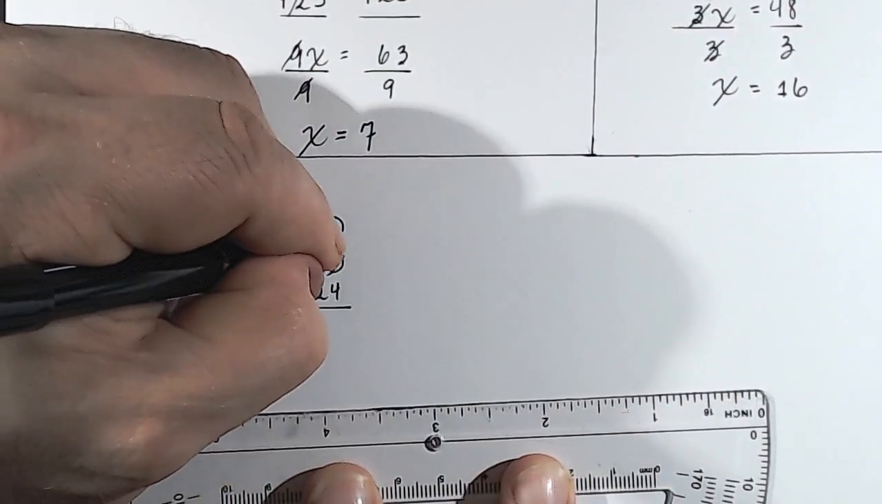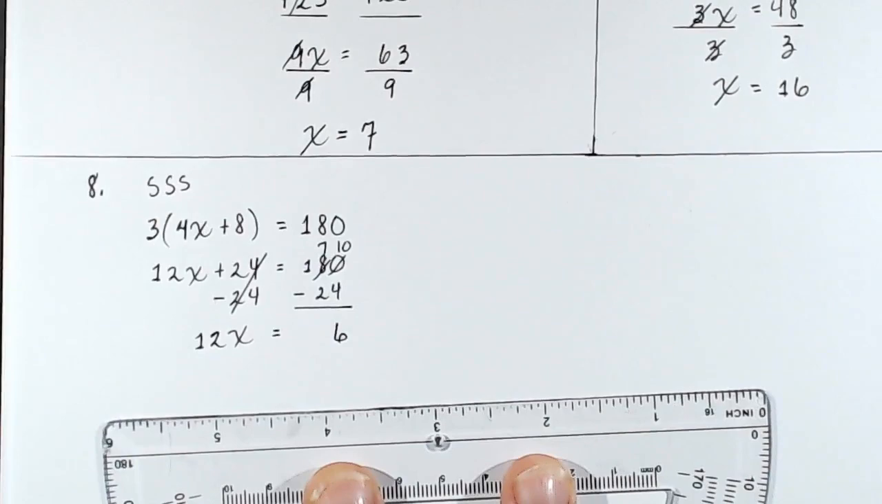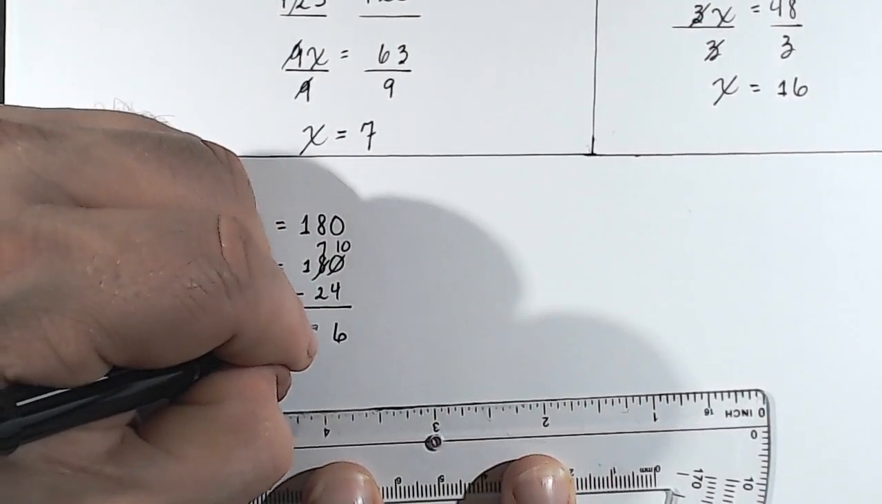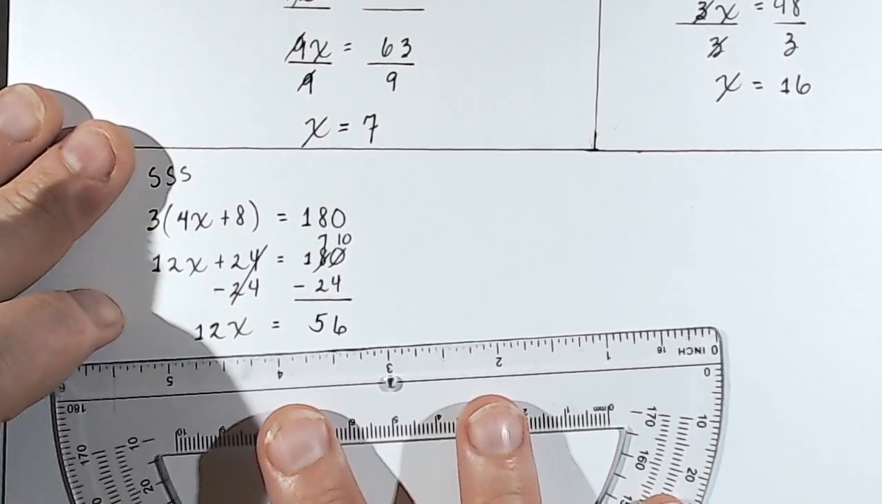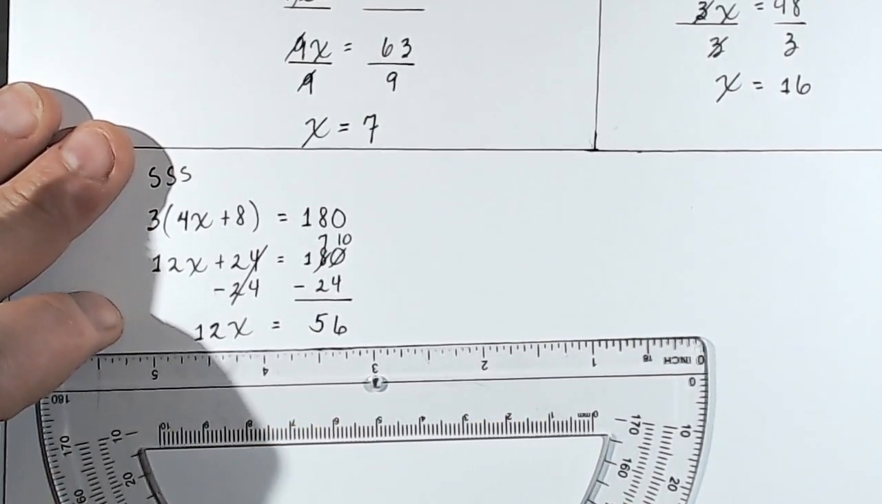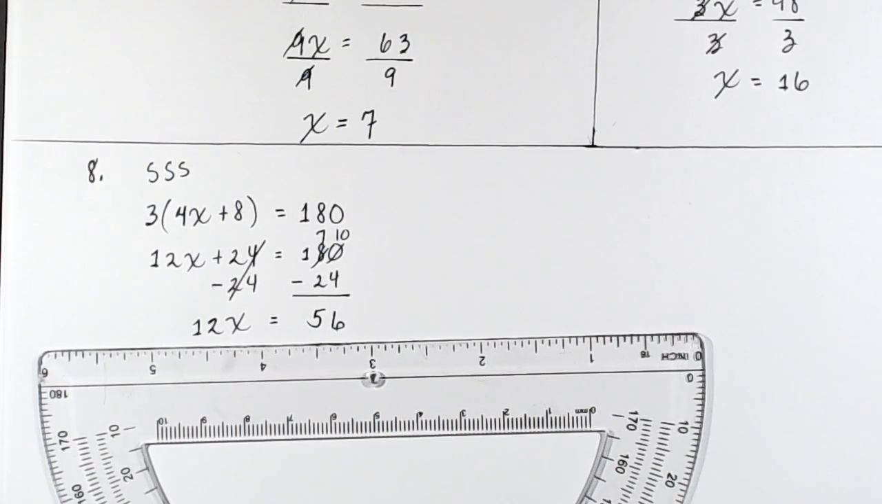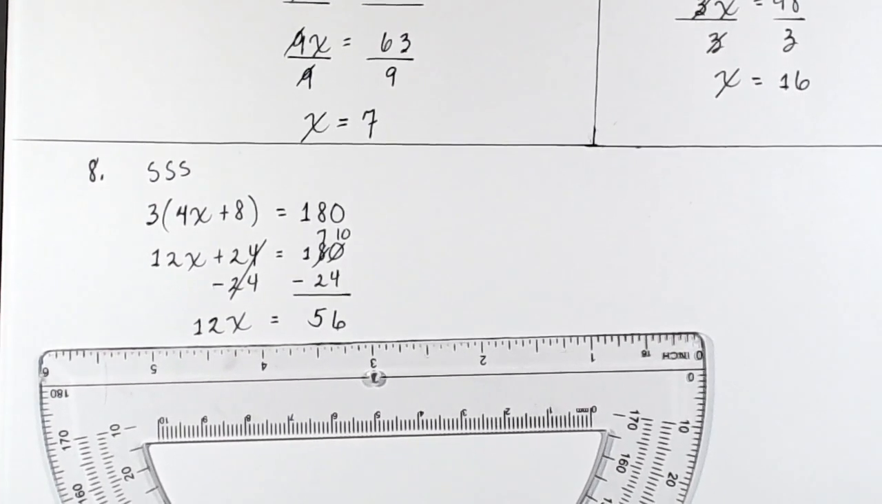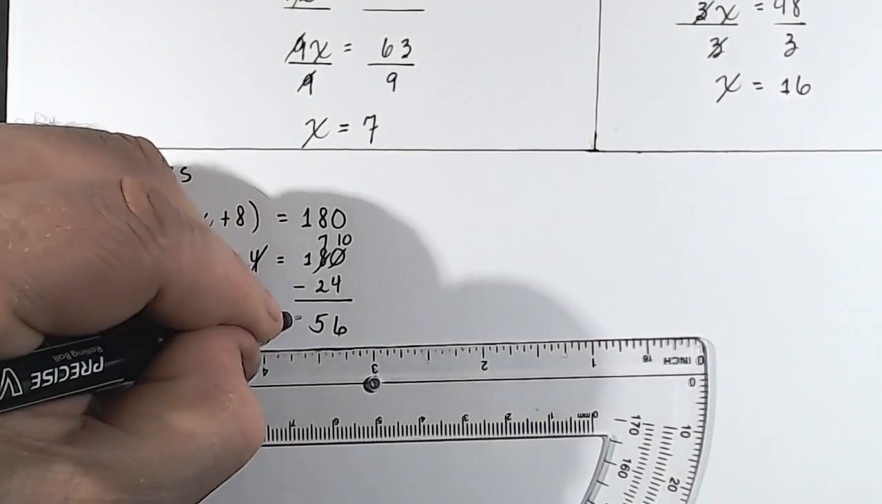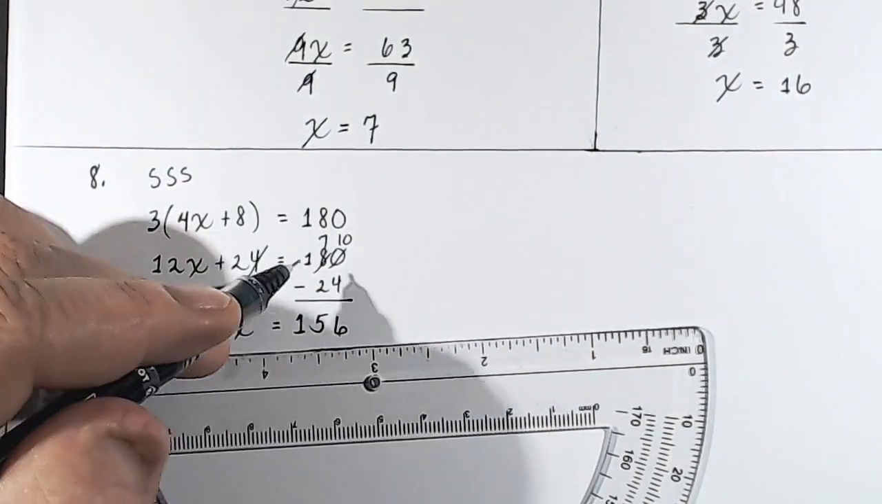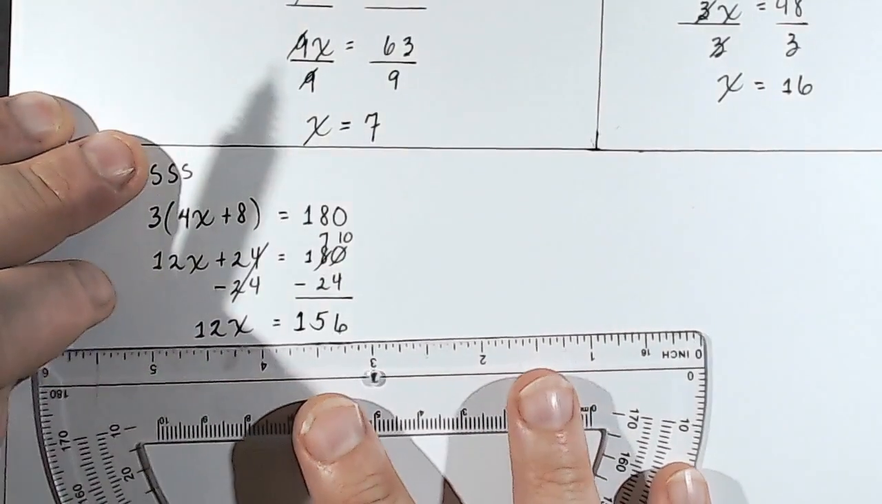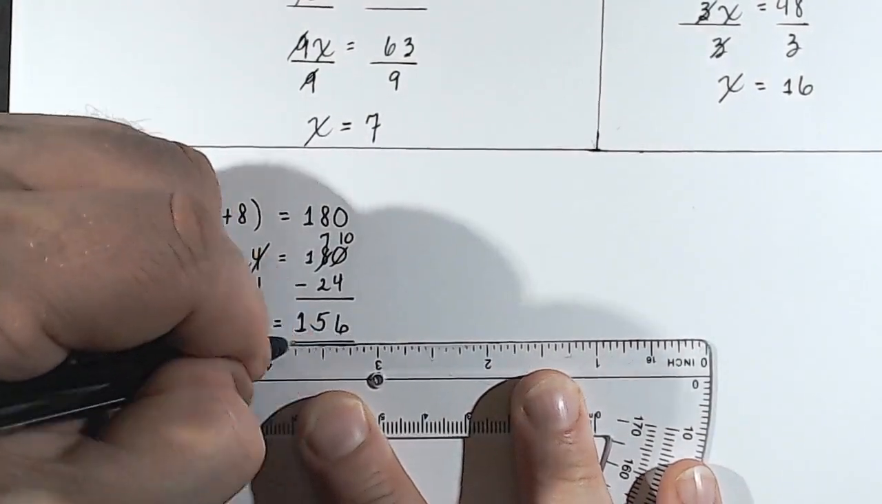Okay, we'll borrow here. 4 from 10 is 6, 2 from 7 is 5. So 12x equals 56. And that's not going to divide evenly, is it? What do we do wrong? Maybe nothing. Oh, 12x equals 156. Forgot to bring down the 1. That makes more sense. Okay, so now I'll divide both sides by 12.